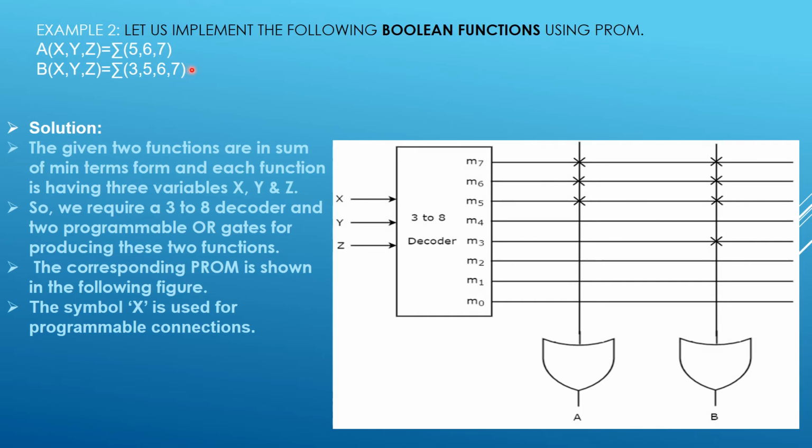So the first function is A which makes use of 5, 6 and 7. So you are going to have 5, 6 and 7 programmed, and here it is going to be 3, 5, 6, 7 for the function B. So this x here indicates these are programmed. These make a programmable connection with the OR gate. So A is going to be the sum of the minterms 5, 6 and 7, and this is going to produce the function B which is sum of minterms 3, 5, 6 and 7.